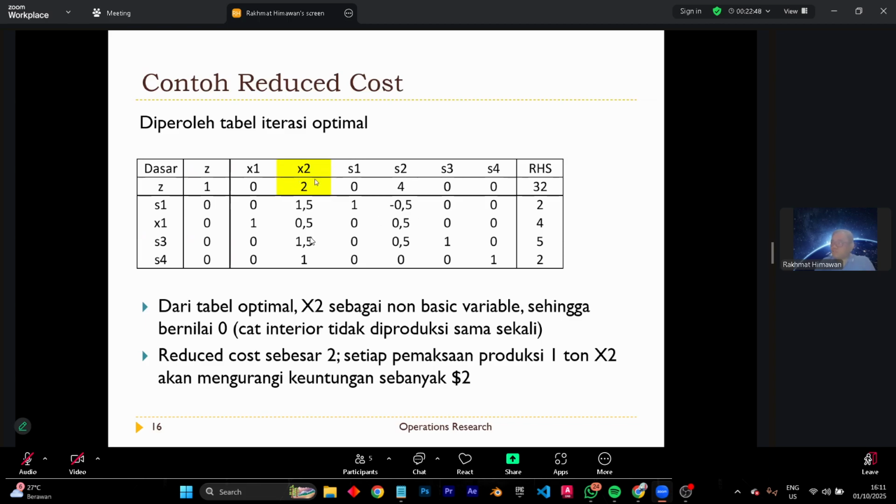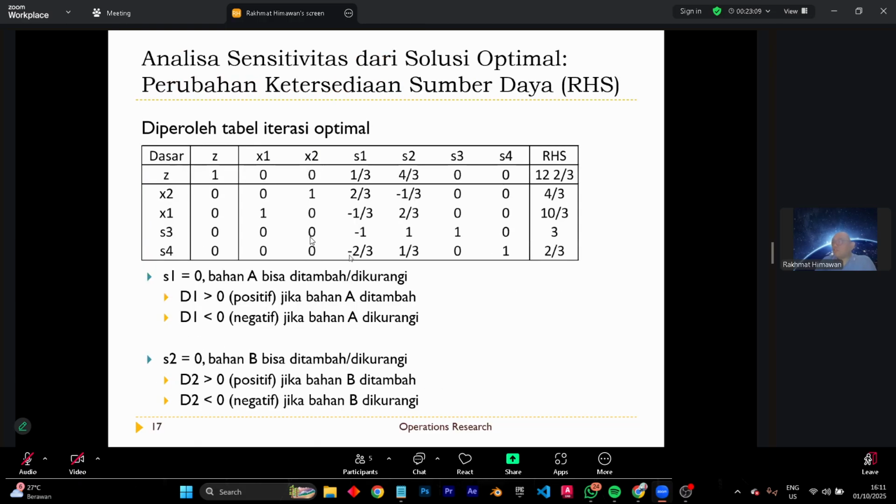If you forcefully make the one that is not mentioned in here, X2 is not mentioned in here, meaning it's zero. You should not produce X2. Otherwise, if you produce it, you lose $2,000. Okay, that's reduced cost. So let's continue with this.